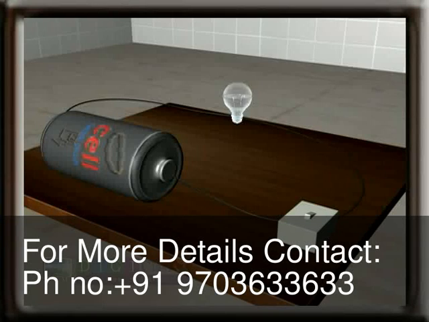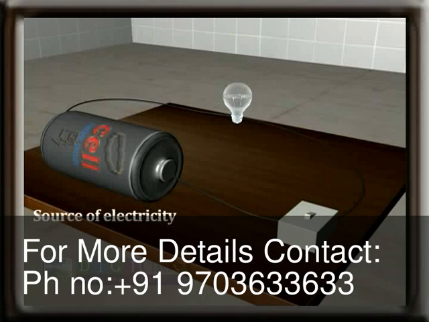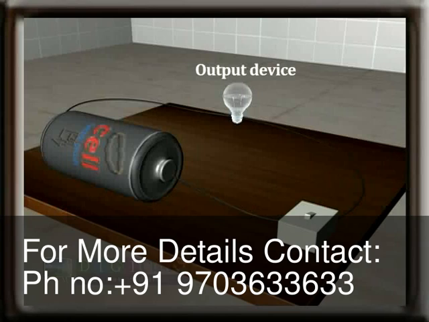Here you can see a battery, a bulb, a switch and a piece of wire. The battery is the source of electricity. Switch is the conducting device. And the piece of wire is a conductor. The bulb is the output device.